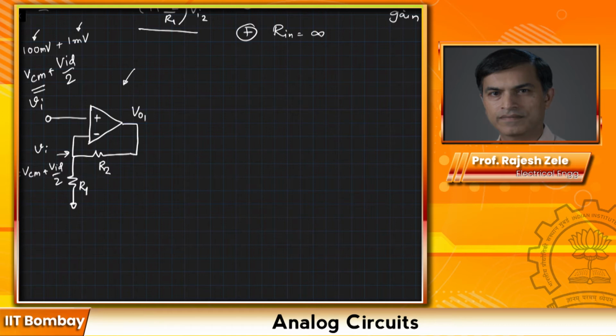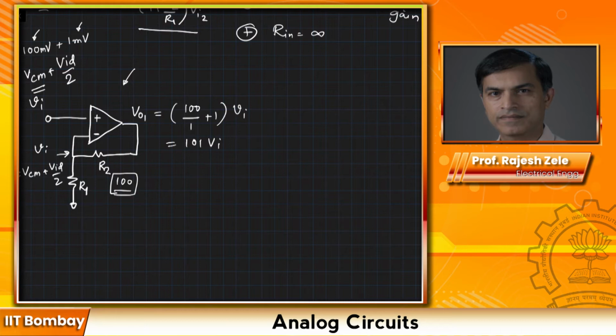Okay. Now if you apply 100 millivolts and then let's say the ratio of R2 over R1 is also 100, okay, then your VO1 will be 100 divided by 1 plus 1 times Vi. What is that equal to? That is 101 times Vi.